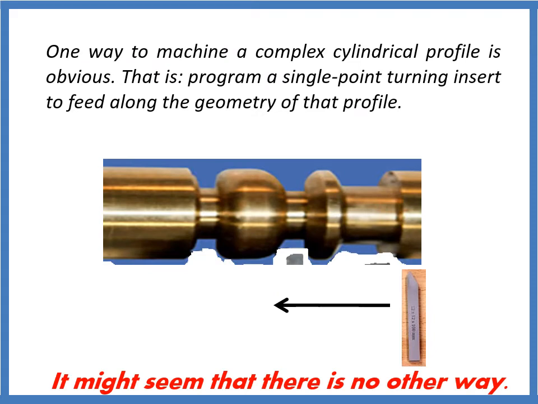If you see the texture of a complex job with a cylindrical profile, the machining of such a job is obviously done on a CNC machine. A program is necessary for a single point turning insert to feed along the geometry of that profile. That is the only way we can look at, and it might seem that there is no other way.